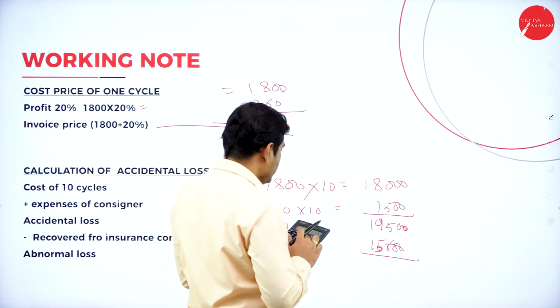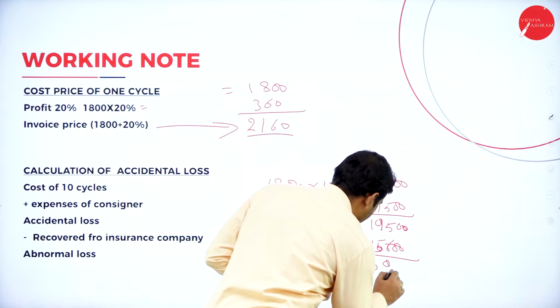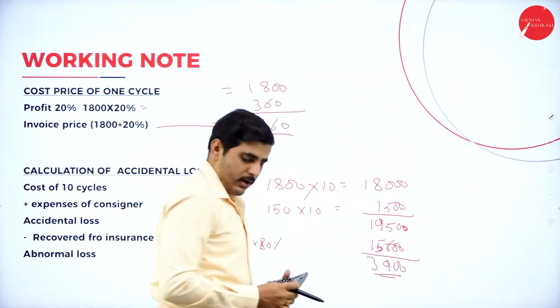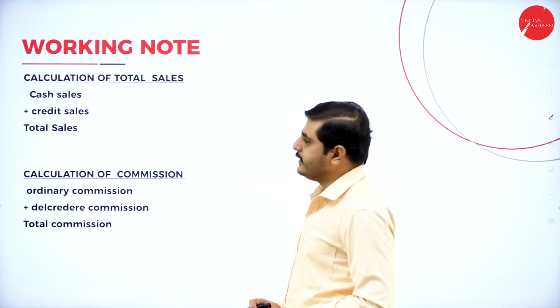15,600. Remaining is abnormal loss. 3,900 is the abnormal loss. Now let's go to the calculation of total sales.